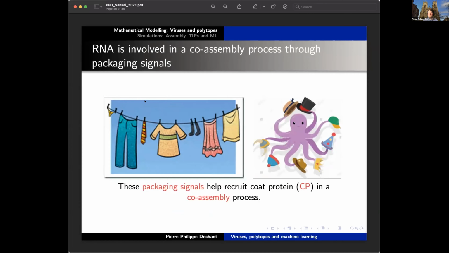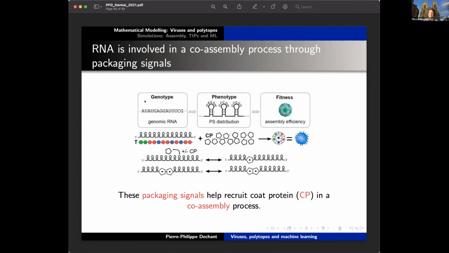So it's a bit like a smart washing line that could get the clothes itself, or this little octopus that uses all its tentacles to go and fetch these different hats. So the idea is that the virus has some genetic sequence, but that these RNA secondary structures allow that to fold up into these stem loops. These stem loops at the tips can bind coat protein, and how well they bind and how well they facilitate assembly determines the fitness of the virus in terms of the assembly efficiency.